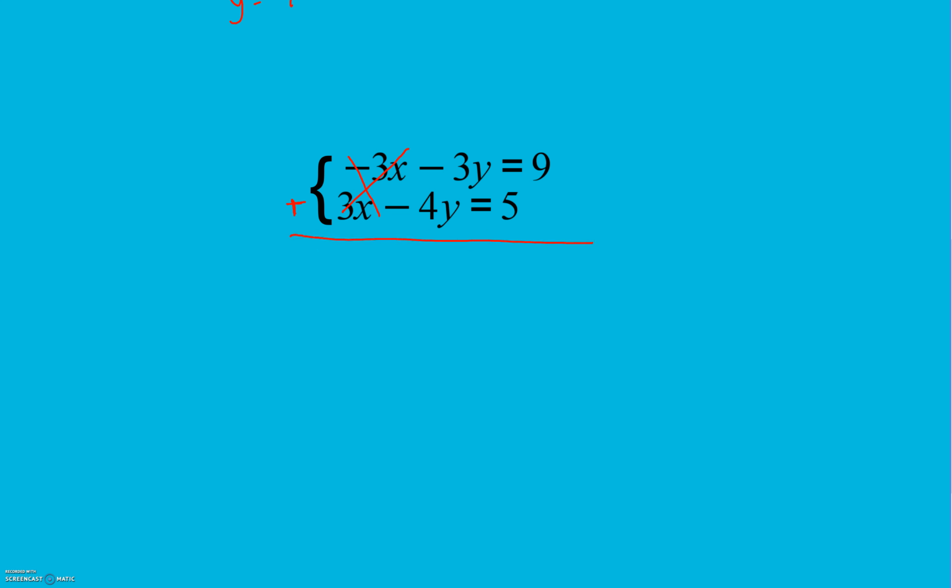Because I have opposites, same number, different signs, I can add them up right away to get 0. Now I take negative 3y plus negative 4y and get negative 7y. And I take 9 plus 5 to get 14. To get our y by itself, we divide, and I get negative 2. Now that I know what y is, I can plug that into one of my equations. Doesn't matter which one, as long as it has both variables.